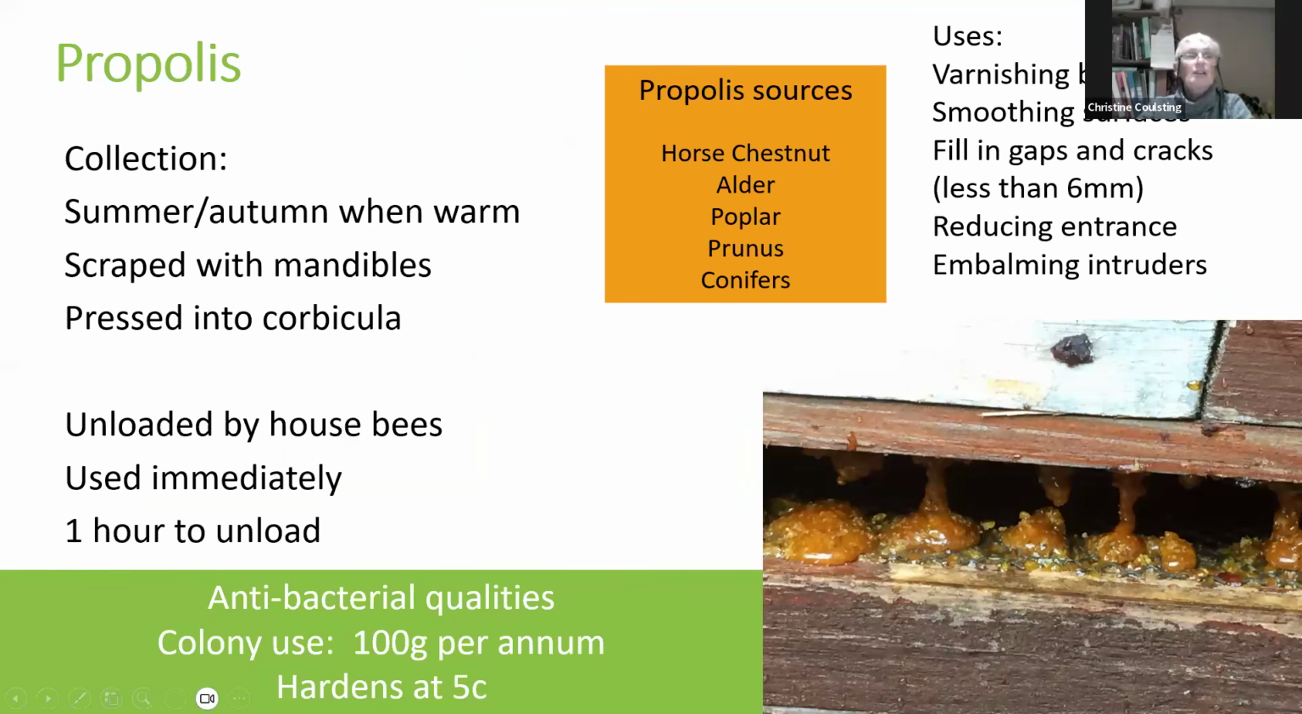So propolis tends to be collected late summer and autumn when warm. It's bitten off, so these are little bits of resin really from trees. The forager will nibble it off with the mandibles, pass it back and load it into the corbicula. When they get back to the nest, they are unloaded by the house bees. The house bees will actually nibble it off their legs. They tend to use it immediately, and it can take about an hour to unload a forager.